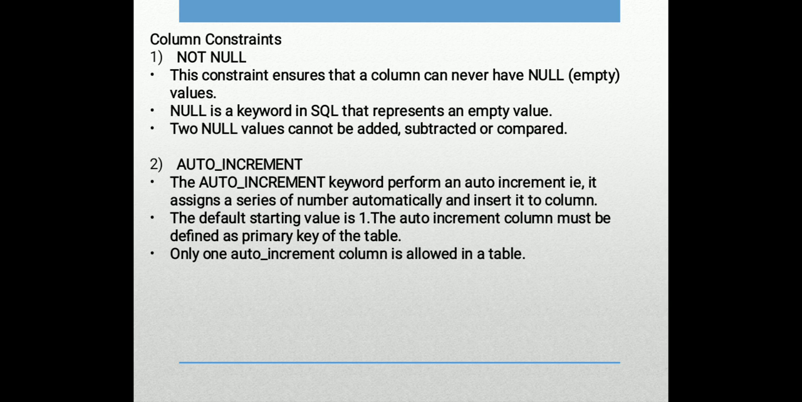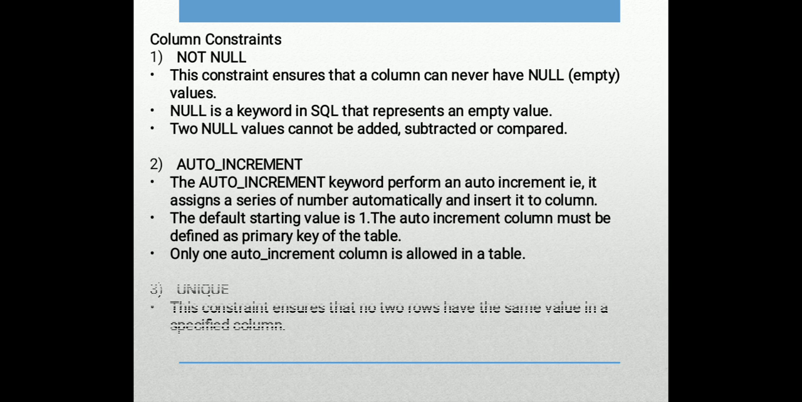The AUTO_INCREMENT keyword assigns a series of numbers automatically and inserts them into a column. The default starting value is 1. The auto increment column must be defined as a primary key of the table. What is meant by primary key? A primary key is a candidate key used to identify a row uniquely. And only one auto increment column is allowed in a table.